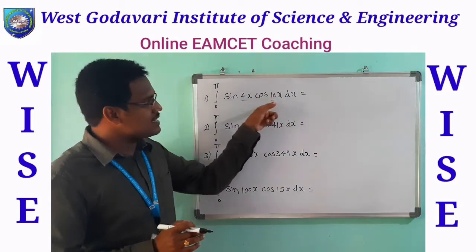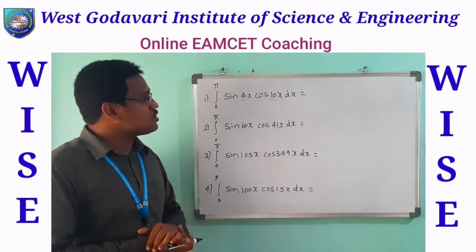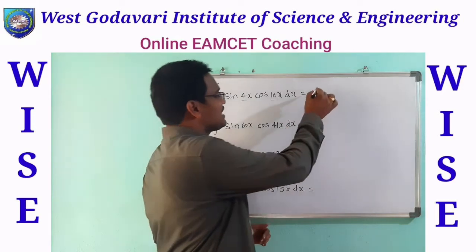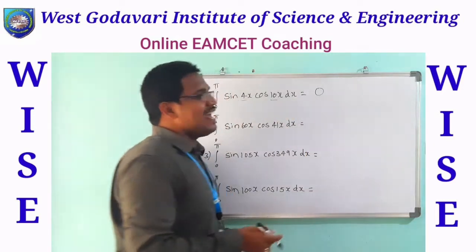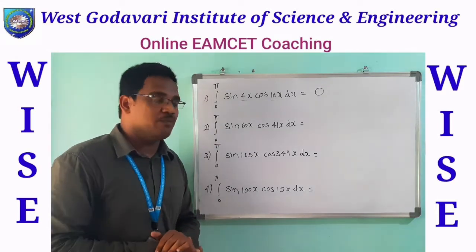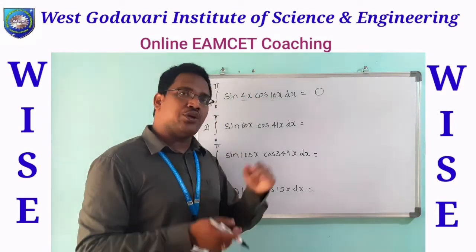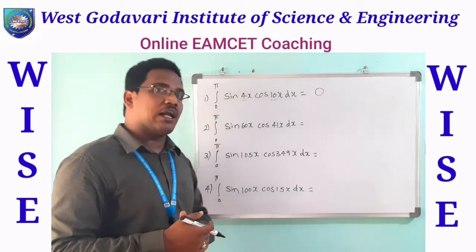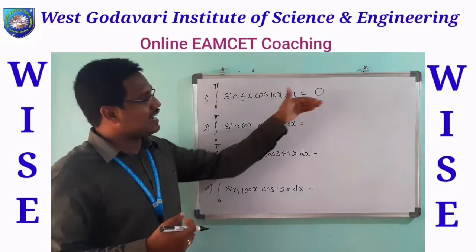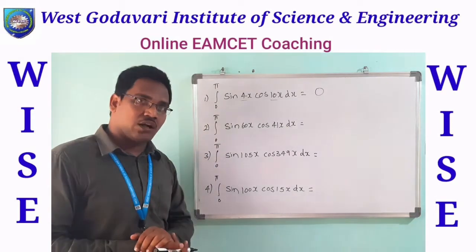So 4 minus 10 is minus 6. Here minus 6 is an even number. That's why the integration result is directly 0. Directly we can substitute the result as 0. So no need to evaluate this integration, no need to apply the formulas. We get the result for this question directly whenever we know this shortcut trick.